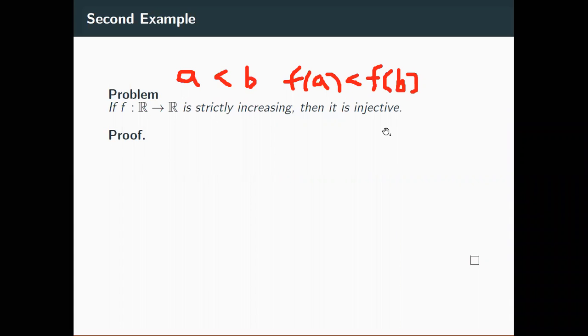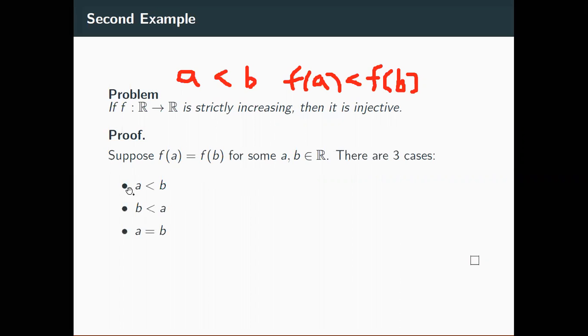Okay, so to begin this proof, let's say that f of a equals f of b for some a and b. So we want to ultimately show that the only possibility is that a has to equal b if f of a equals f of b. Well, what are the three cases? We can either have a is less than b, b is less than a, or a equals b. Those are the only possibilities in the real numbers. So now let's look at each case and observe what happens.